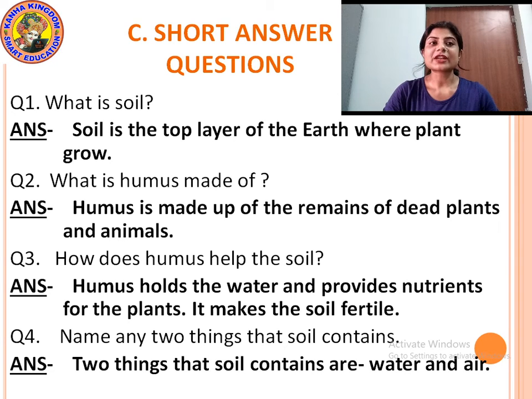Okay? Question number 3. How does humus help the soil? Humus holds the water and provides nutrients for the plants. It makes the soil fertile.